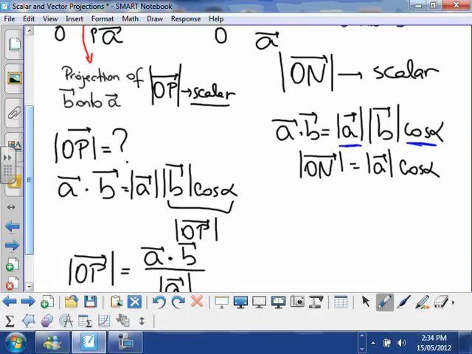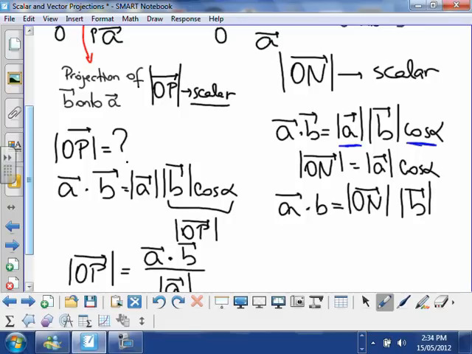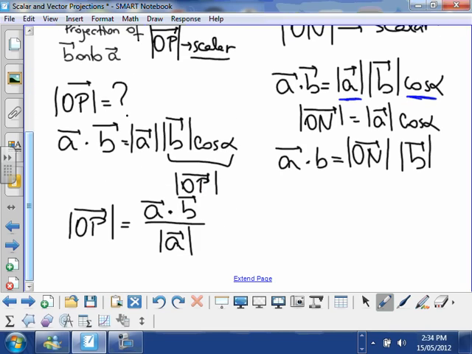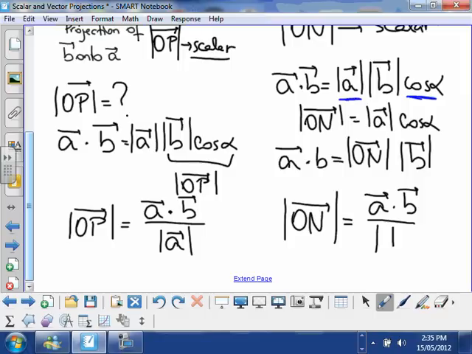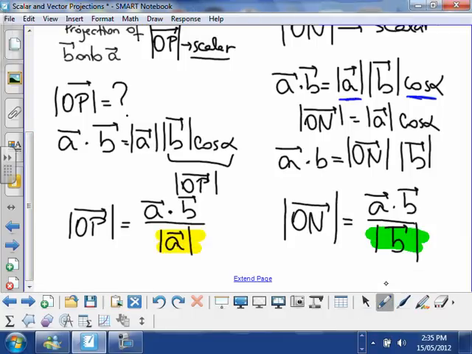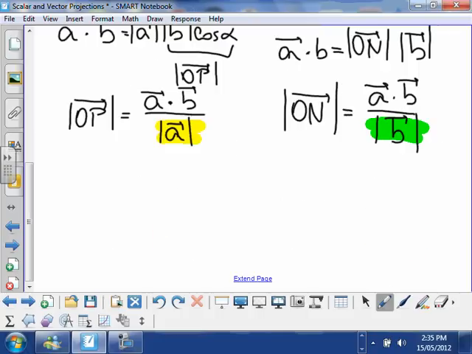So I can replace A times cos alpha by ON, the quantity I'm looking for, times the magnitude of B. As a result, the scalar projection of A onto B will be given by ON, the dot product of A and B over the magnitude of B. Please notice that the two scalar projections are not the same. One is divided by B, of course, the other one by A. Good. So that was the story about scalar projection.